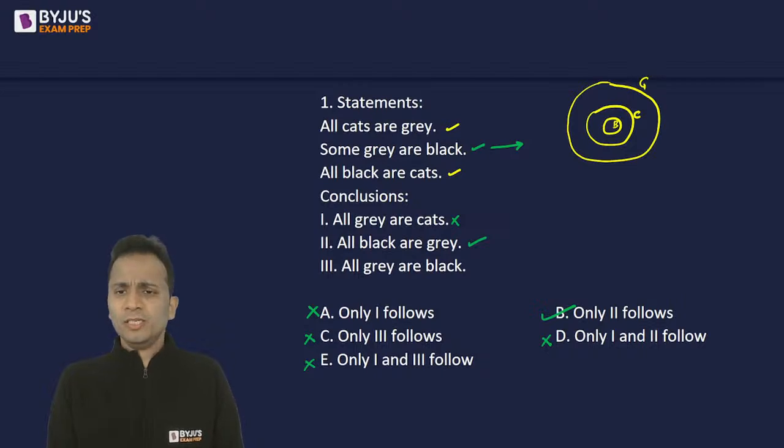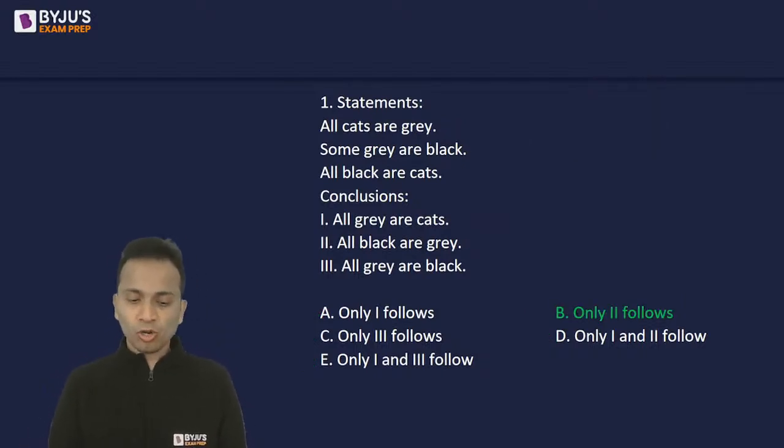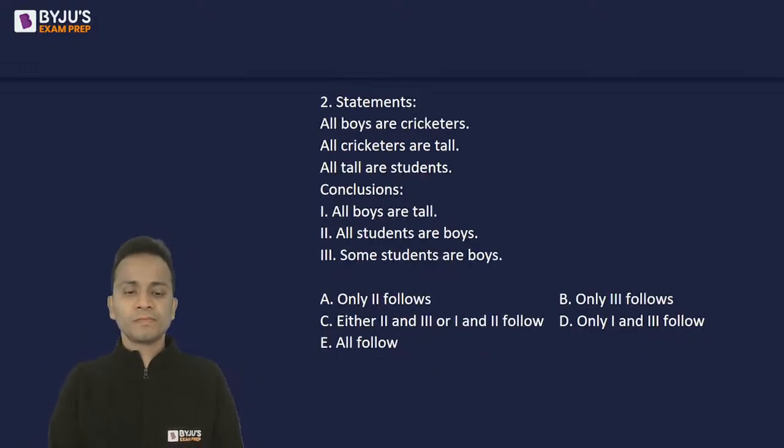Okay, all right. So the correct answer, yes, definitely it is option B and all of you are absolutely correct. Let's move on to look at the second question. Now, second question, all boys are cricketers, all cricketers are tall, and all tall are students. These are the three statements and three conclusions in front of you. Quickly tell me which of the conclusions is correct.